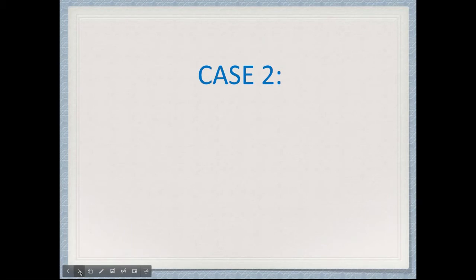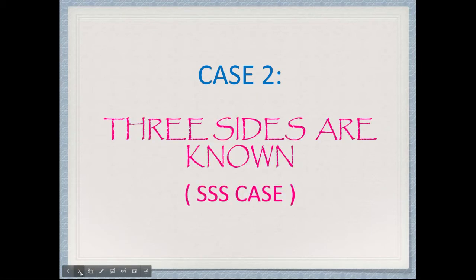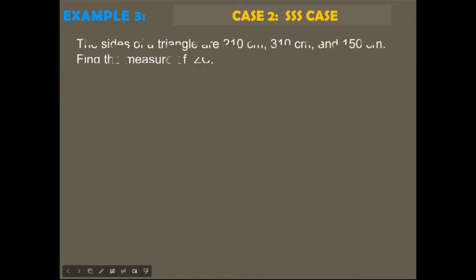We shall now proceed with case 2, otherwise known as the SSS case, under the law of cosines. SSS meaning the three sides of the triangle are given. So let's have this example. The sides of a triangle are 210 centimeters, 310 centimeters, and 150 centimeters. Find the measure of angle C.